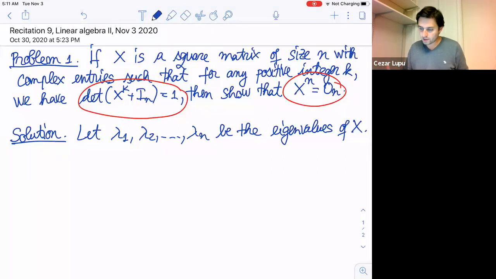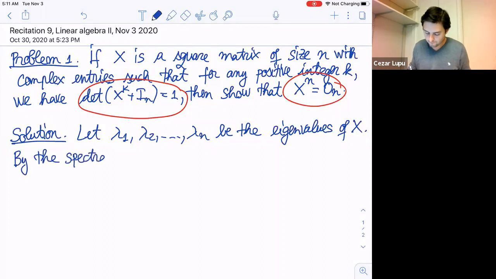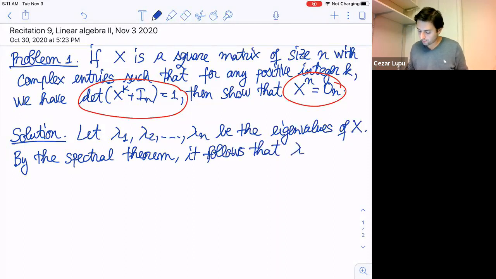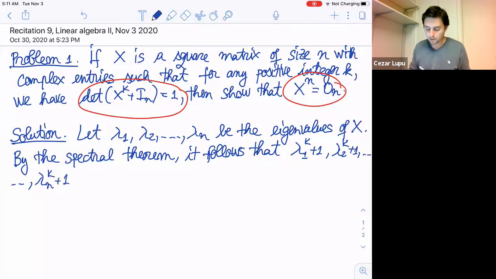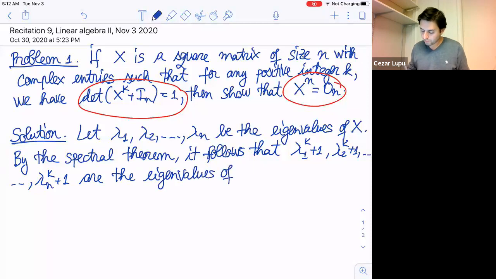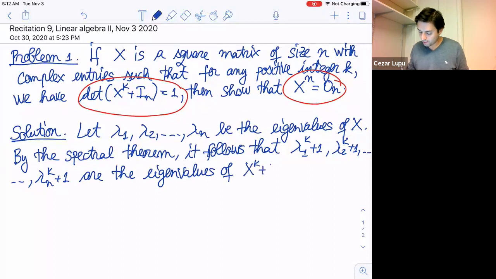All right, so it's easy to see that, by the spectral theorem, it follows that lambda 1 to the power k plus 1, lambda 2 to the power k plus 1, and we keep going, lambda n to the power k plus 1, these are the eigenvalues of this matrix x to the power k plus the identity, right? So by the spectral theorem.